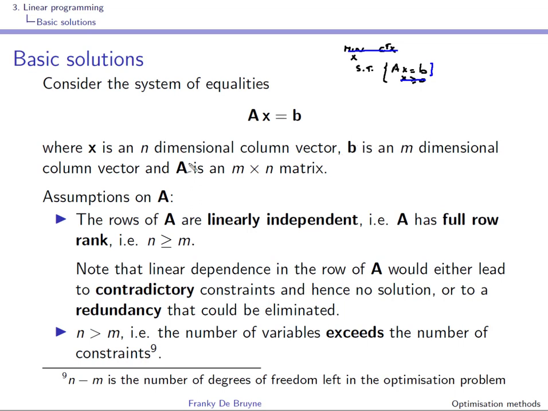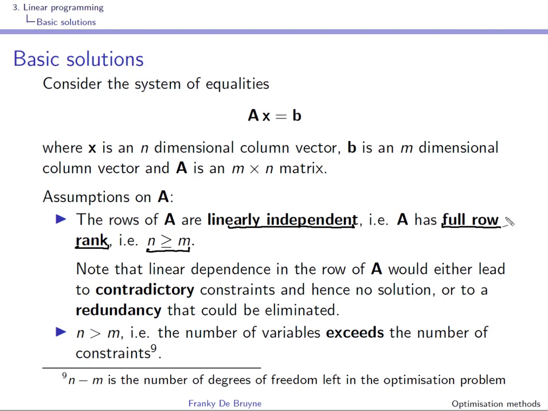So we remember that A is an m by n matrix. m is the number of constraints and n is the number of operational variables. And if you write Ax = b, well, you see that x is an n-dimensional column vector and that b, therefore Ax, is an m-dimensional column vector. We can assume that the rows of A are linearly independent. This means that A has full row rank and that n is larger or equal to m.